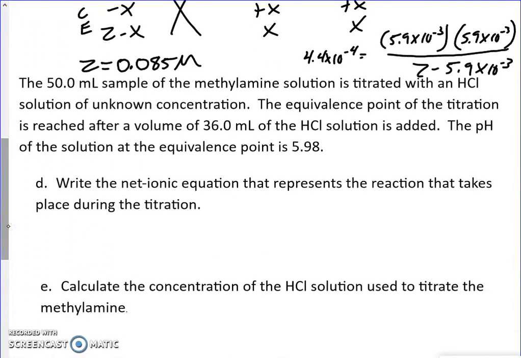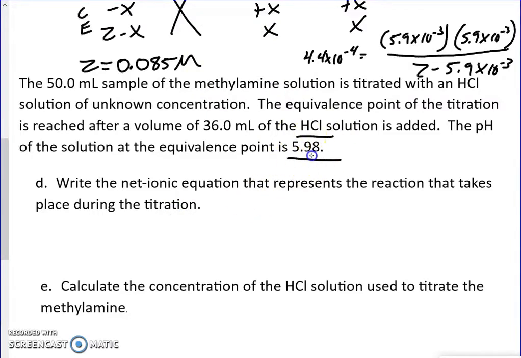We have 50 milliliters of the methylamine solution is titrated with hydrochloric acid solution of an unknown concentration. The equivalence point of the titration is reached when 36 milliliters of hydrochloric acid is added. The pH of the solution at the equivalence point is 5.98. So let's just make a note. This is below 7, which means we're dealing with a weak base, strong acid titration, which we know. Methylamine we already know is a weak base from our math up here. HCl we already know is a strong acid.